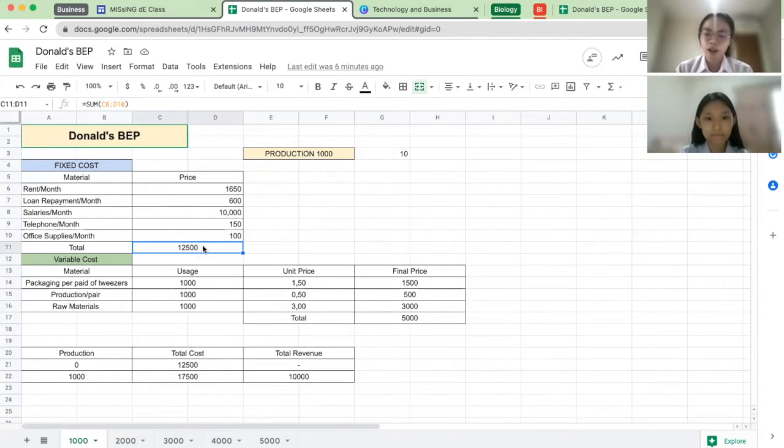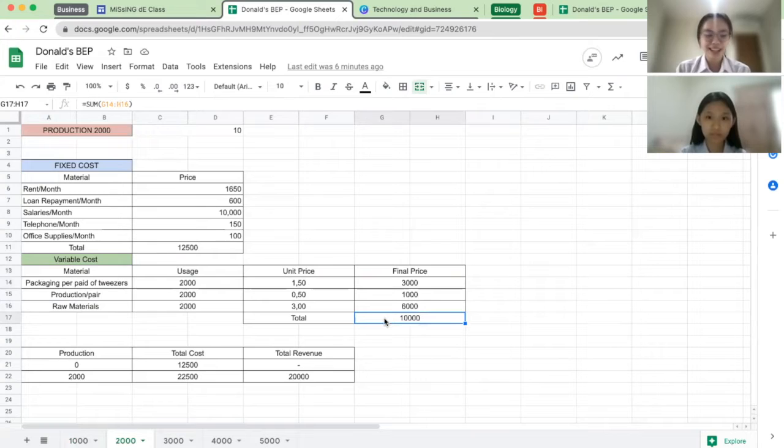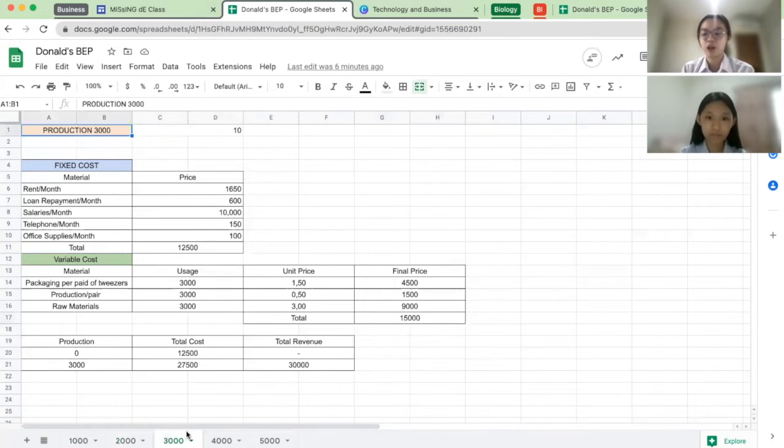Then we have the variable cost, which in materials includes the packaging, production, and the raw materials. We first calculated with the usage of 1,000 production, and multiplied it by the unit price, which results in the final price. So in 1,000 production, the total variable cost will be $5,000. In 2,000 production, it will be $10,000. In 3,000, it will be $15,000. In 4,000, it'll be $20,000. And finally, in 5,000, it will be $25,000.